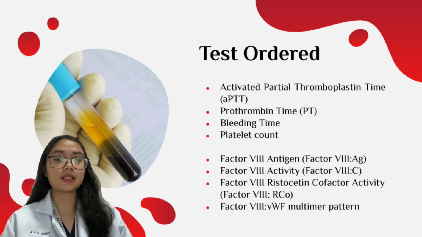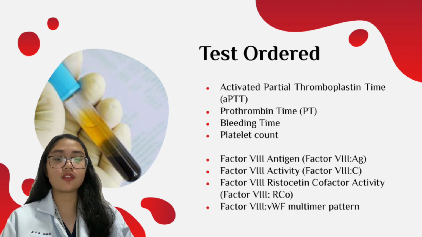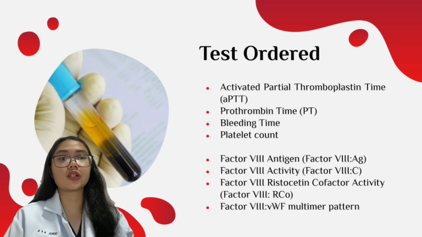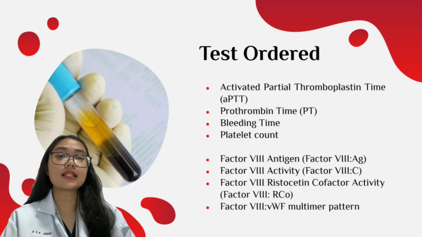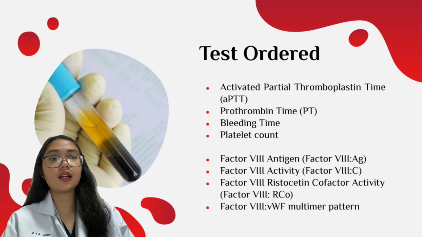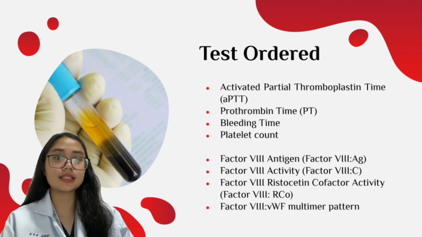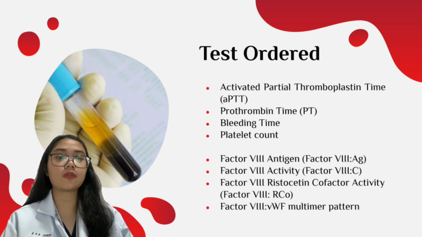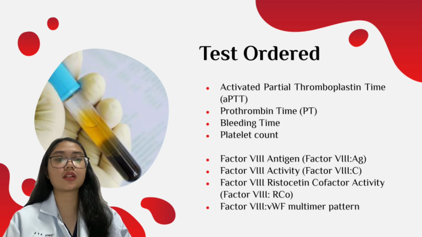First is the activated partial thromboplastin time, which measures the clotting time of blood, evaluating the functioning of the intrinsic and common coagulation pathways. It is mainly used for managing heparin therapy and detecting clotting disorder. Second is the prothrombin time, which measures the clotting time through the extrinsic and common coagulation pathways. It assesses factors involved in clot formation and is used to monitor and adjust warfarin dosage.